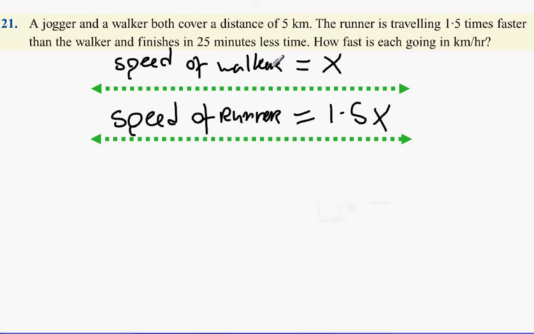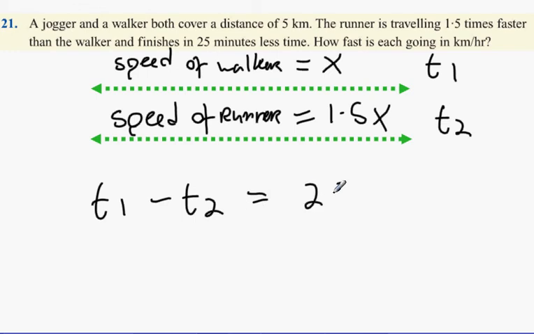25 minutes less time. Here's the formula. We say that the time for the runner is T2 and the time for the walker is T1. Can anybody in the class tell me what T1 is? T1 is a bigger time, isn't it? Because it's the walker. So what is T1 minus T2? 25 minutes.